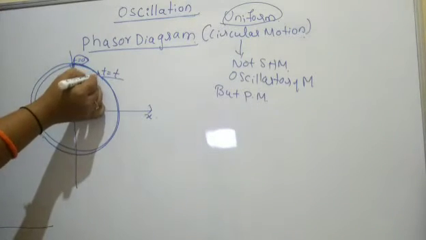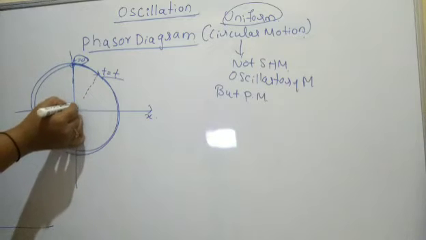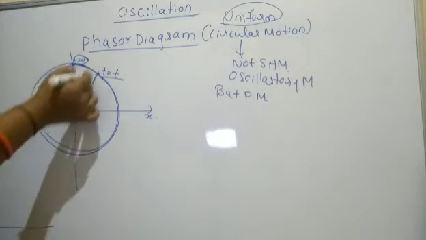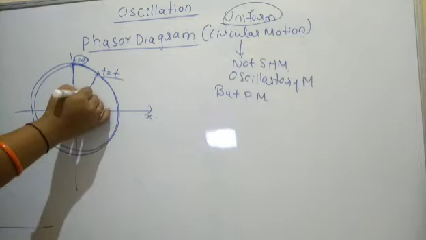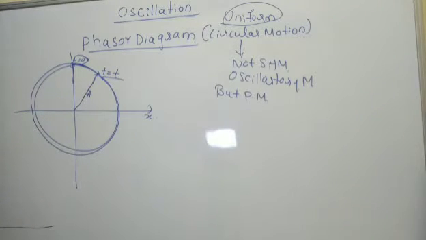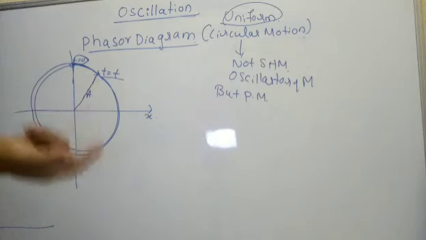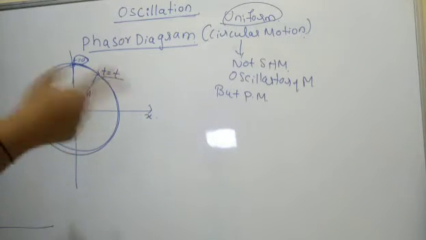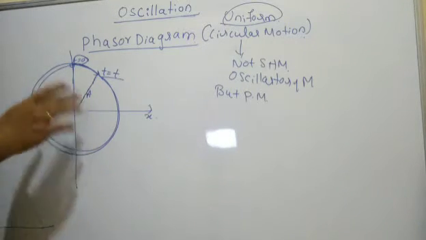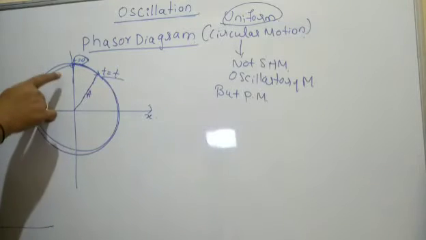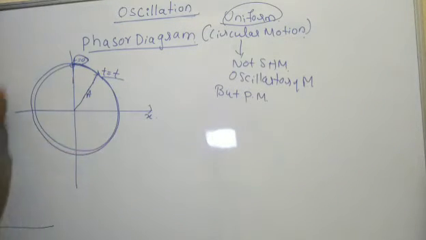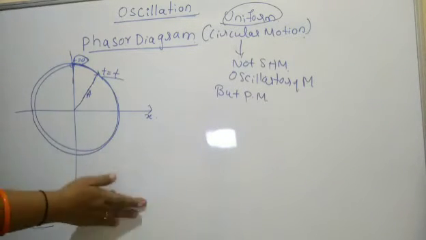Once you draw the projection here, let us consider this part as the radius a. So it is the radius of the circle of the particle executing the uniform circular motion. So we are not saying that the body executing uniform circular motion is simple harmonic motion. Never ever, because a body executing uniform circular motion is not simple harmonic.